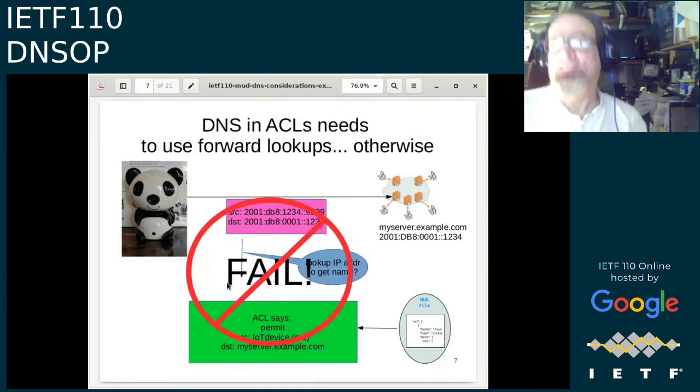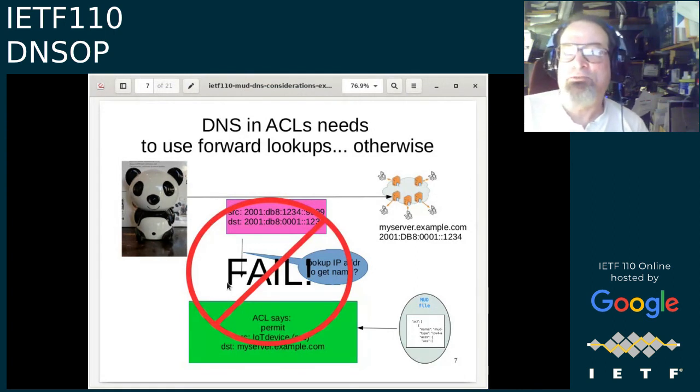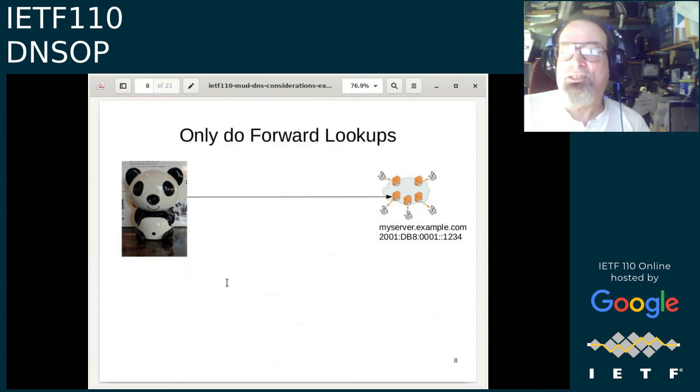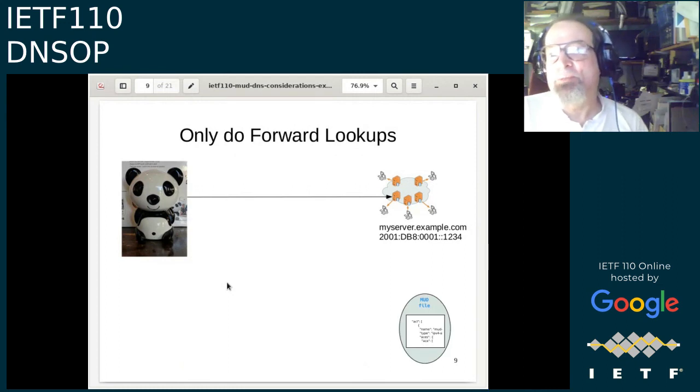Well, that's a total fail, and there's a whole bunch of reasons for this. You can't do it fast enough. There aren't really any reliable reverse names. There's all sorts of reasons why this doesn't work. So don't do that. That's part of the beginning of this document, to say this. Okay, so you need to do it the other way. Only do forward lookups. So you start from the MUD file.